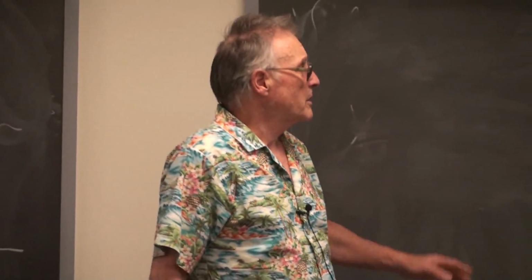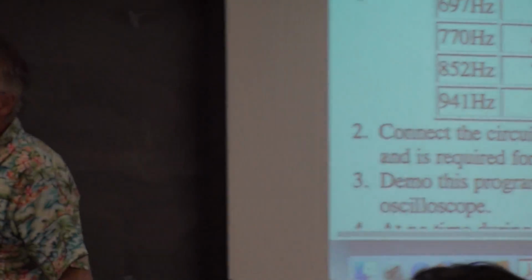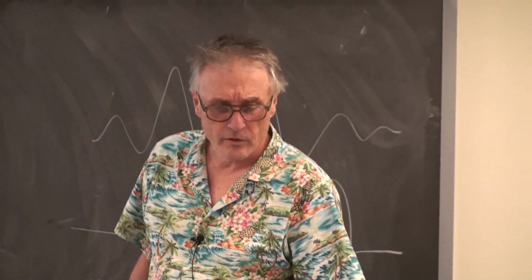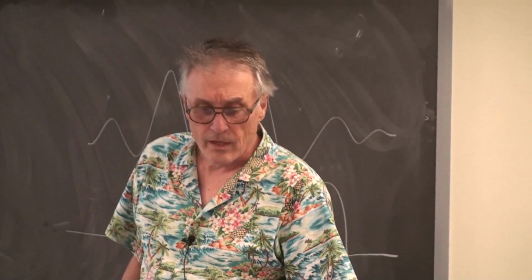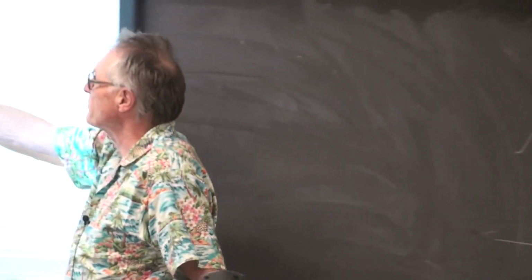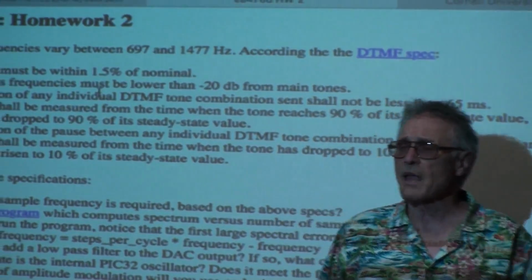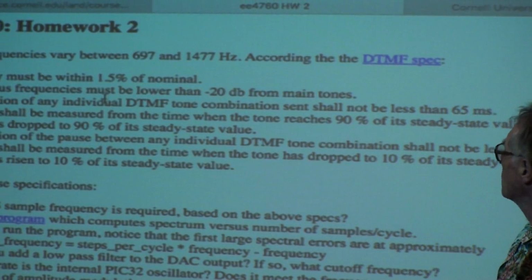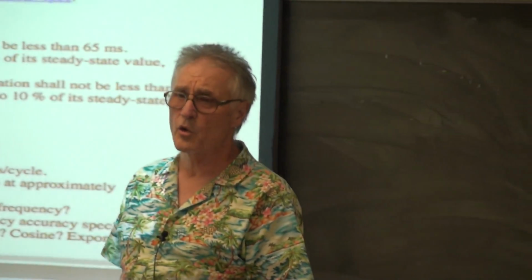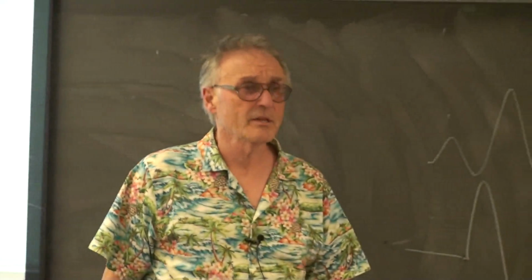And you're going to need to be able to generate all of these frequencies within the specification given. I believe I put it in homework 1. Let me just check that. Homework 2. Yes, here's that. According to the DTMF spec, frequencies have to be within 1.5% of nominal. So it'll be interesting to find out how accurate the internal resonator is in your system, because that'll determine the timing accuracy and therefore the frequency.